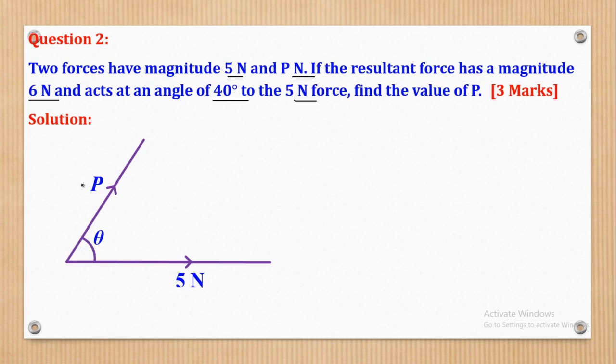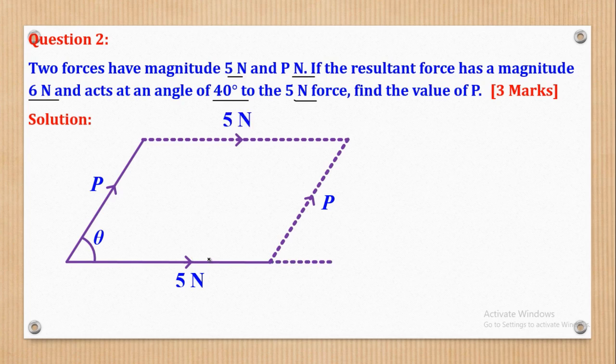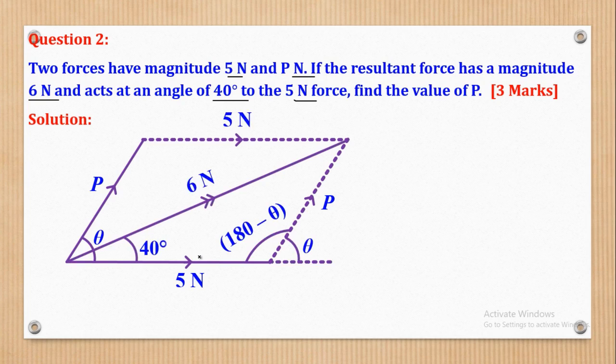I think we see that these are two sides of a parallelogram, so we have to first complete the parallelogram by reproducing the forces, and after that represent the resultant, which is on the longest diagonal. So this 40 is this, because they told us that the resultant is at an angle of this to the 5 Newton force.